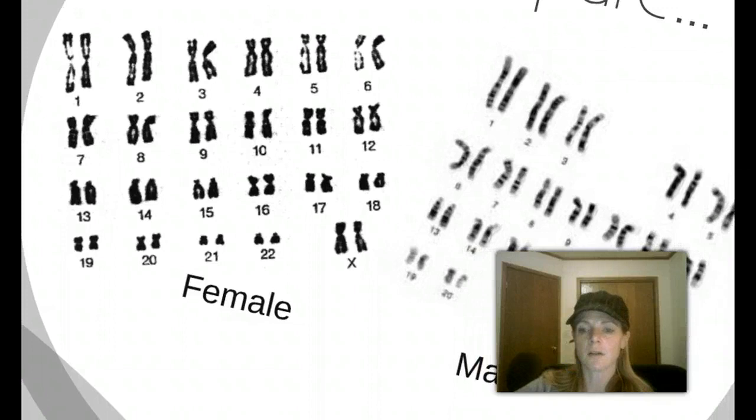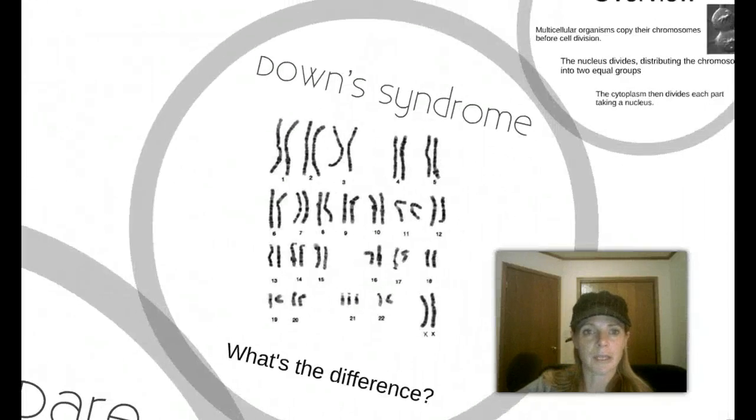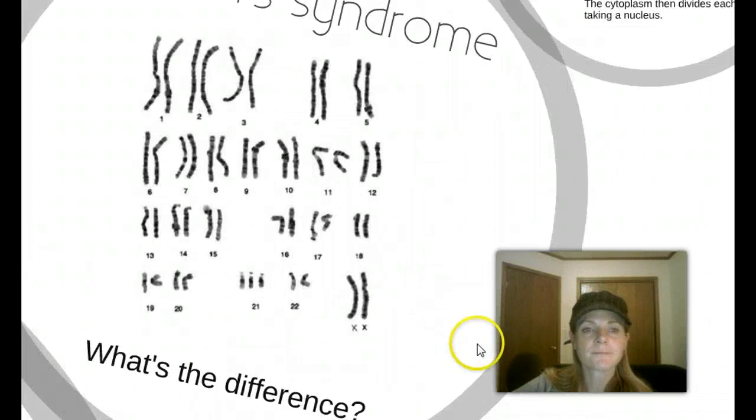There are some things that I want to show you. Here is Down syndrome. Can anyone see the difference there? Let's make that a little bit larger. If you look closely, you'll notice that there's something wrong here. You have two pairs going through. We call this trisomy 21. There are three chromosomes on the 21st chromosome, okay?